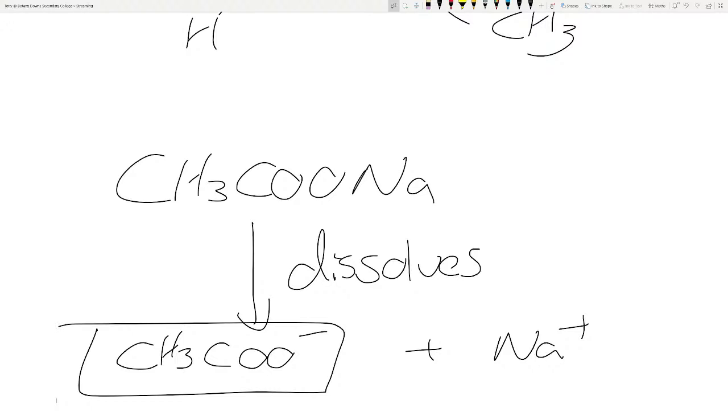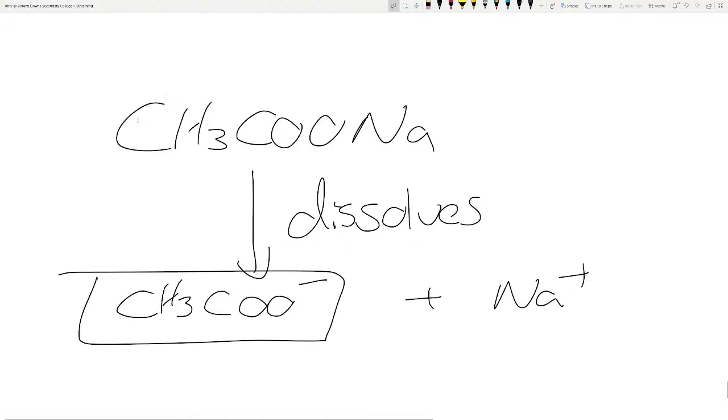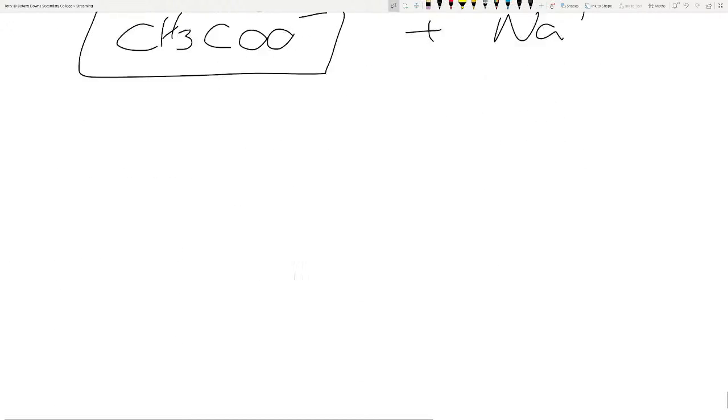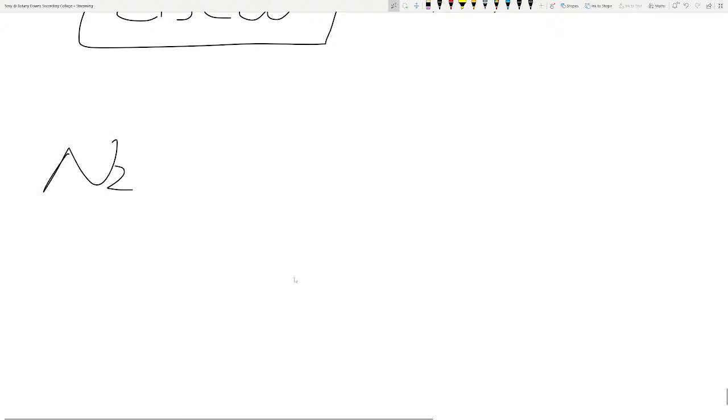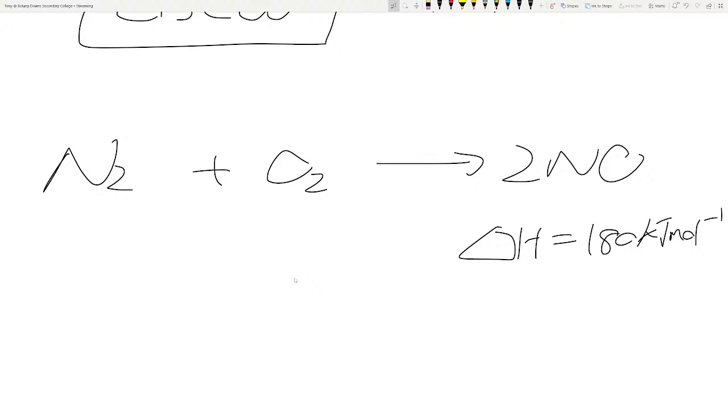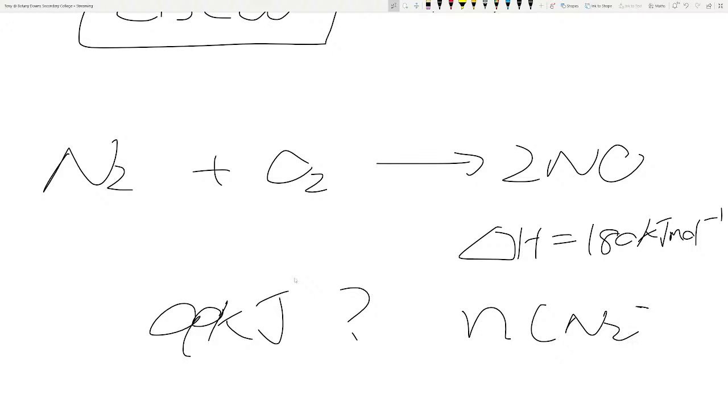Okay, so Toby gave me another one. Only because you put the question in. 2NO, this is 180 kilojoules per mole. Is it negative or positive? Calculate the moles of N2 that react to produce 90 kilojoules. Oh my god, this is not even an NCEA question, surely. So you're producing 90 kilojoules. How much N2?